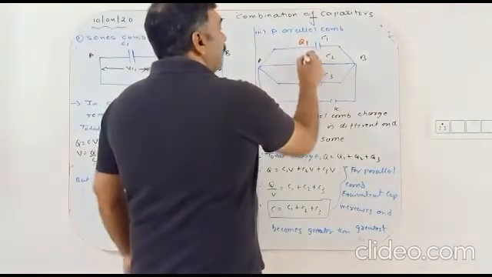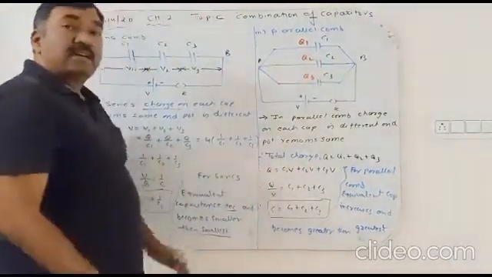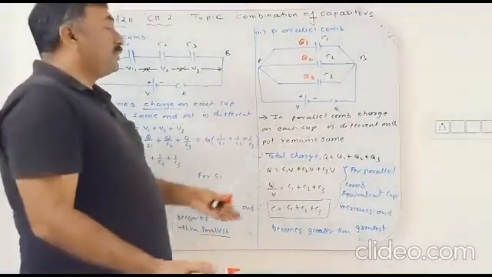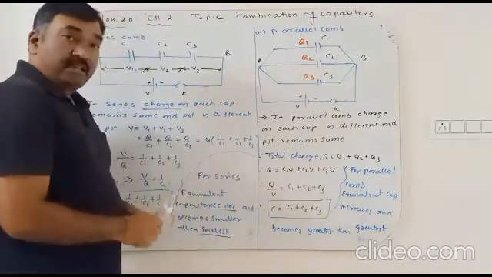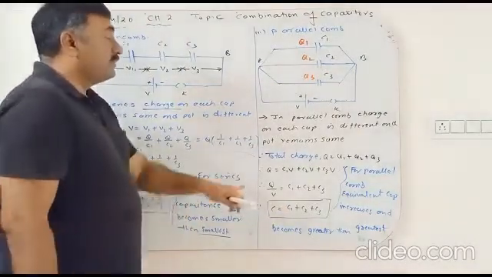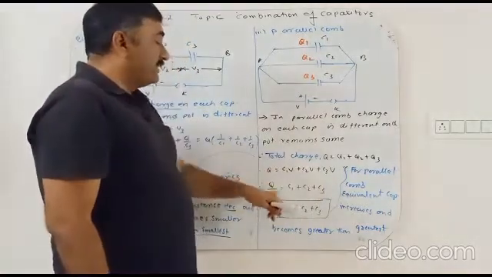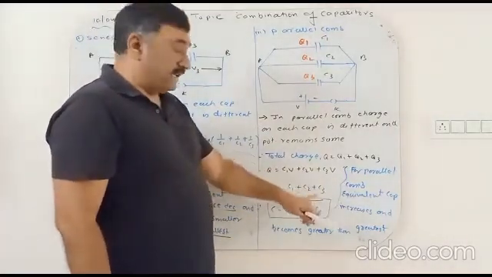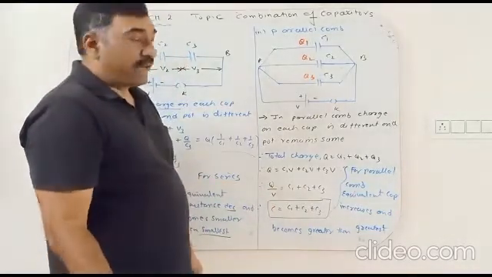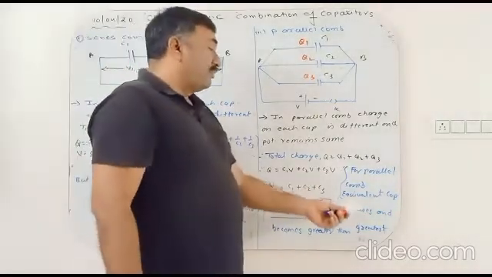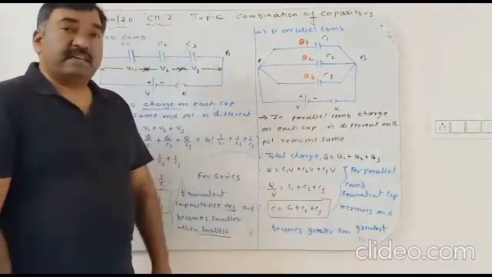In parallel combination the charge on each capacitor is different. Here we are having Q1, Q2, Q3, but the potential will remain the same. Then what you have to take? Total charge. Q is equal to Q1 plus Q2 plus Q3. Q is equal to C1V plus C2V plus C3V. So Q by V is equal to C1 plus C2 plus C3. And Q by V is known as the equivalent capacitance for parallel combination. तो parallel combination में equivalent capacitance increases and becomes greater than the greatest value.